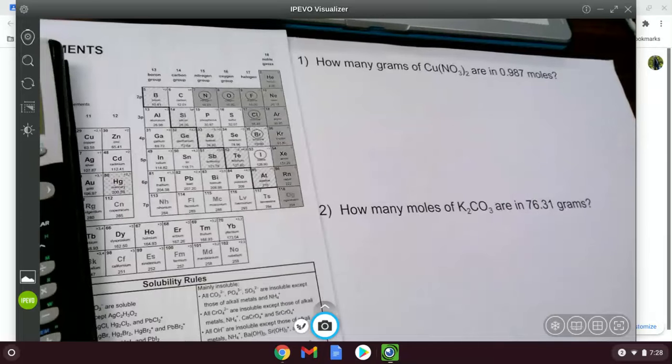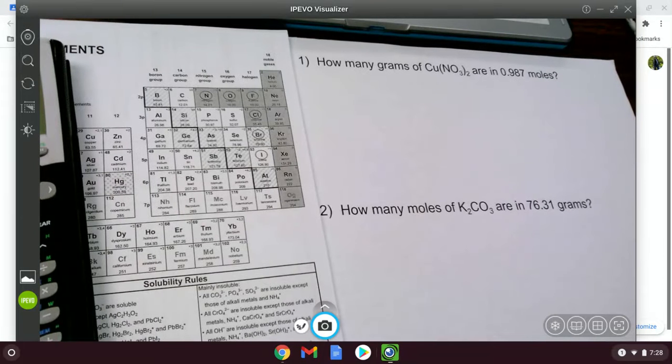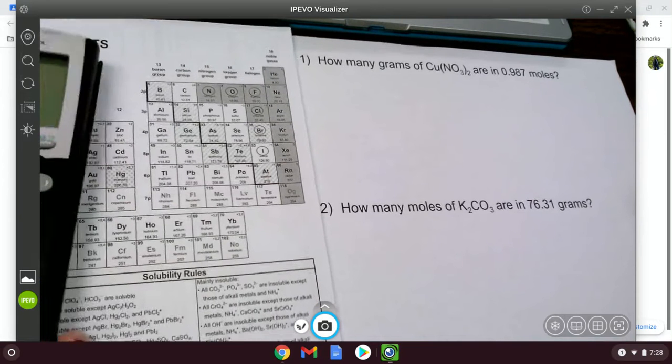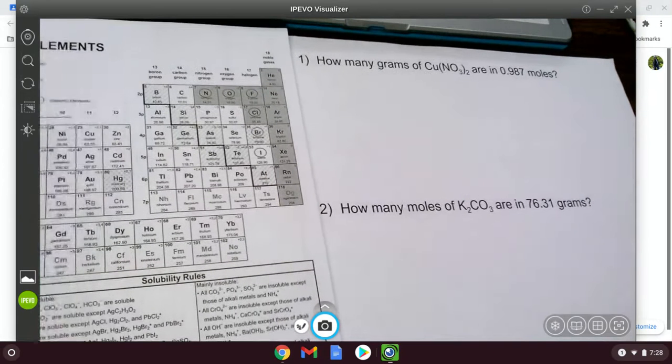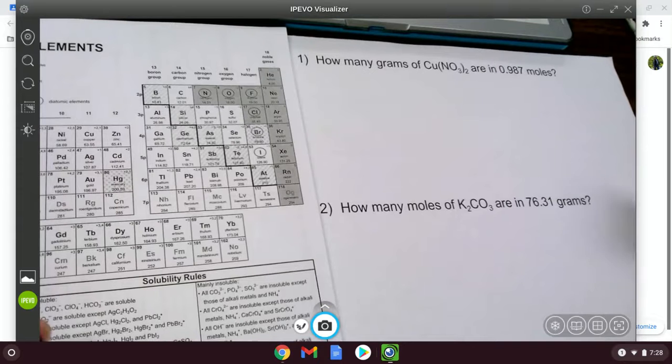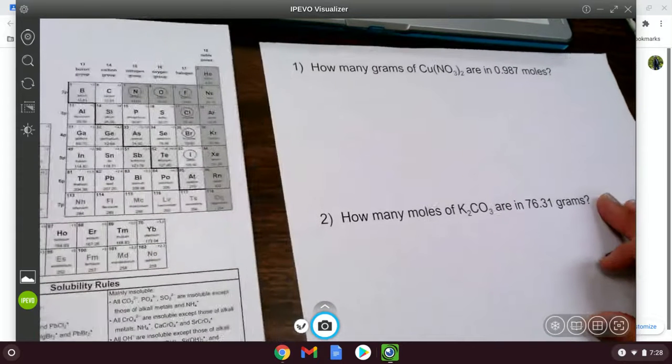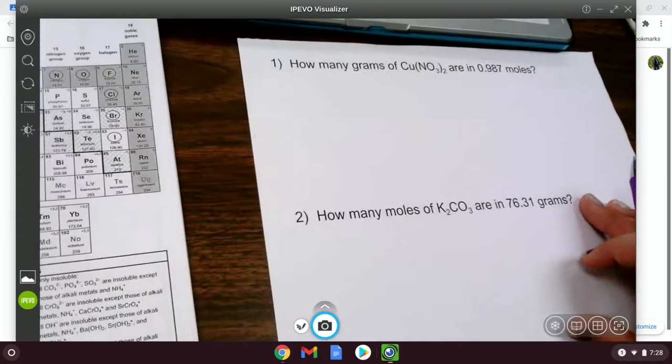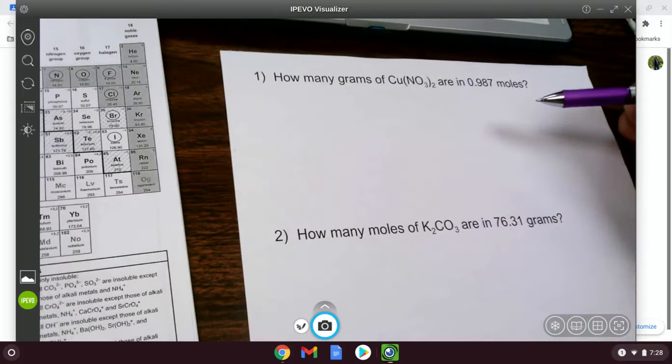Okay guys, so this is going to be an example video of how to go from mass to moles and moles to mass. So the things you're going to need: your calculator, your periodic table, and if you want to write this down, something to write on and with. Okay, so I'm just going to move this to the side a little bit so it's not in my way. So let's start with this first question.